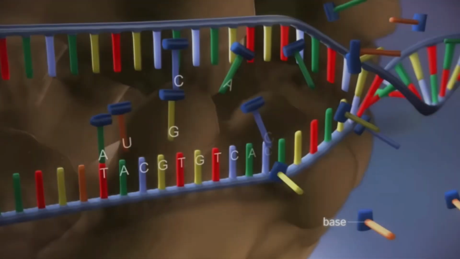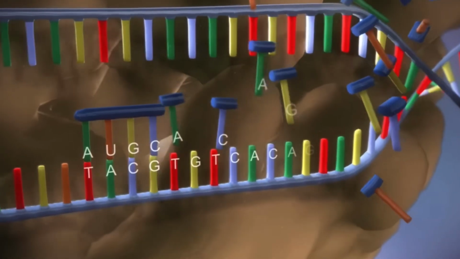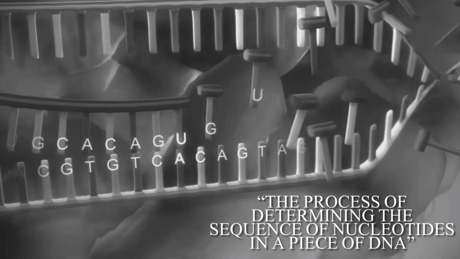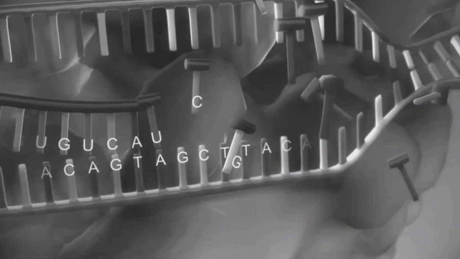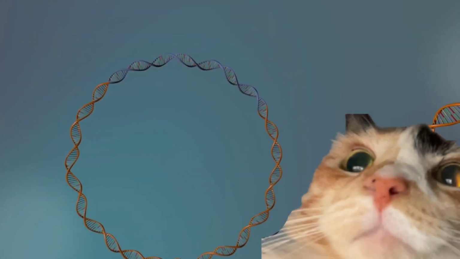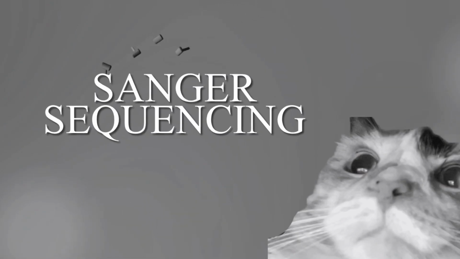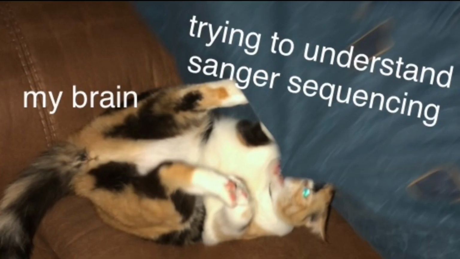So again, what is it? By definition, it is the process of determining the sequence of nucleotides in a piece of DNA. The most commonly known process is called Sanger sequencing. At first, I thought it was this really difficult thing to understand, but it actually turned out to be really easy.